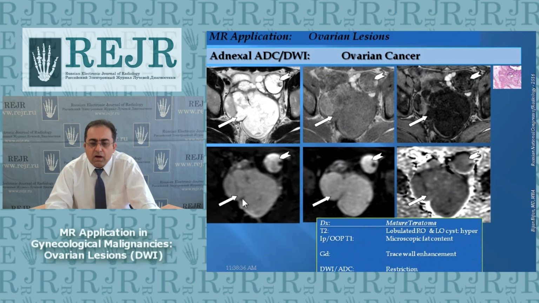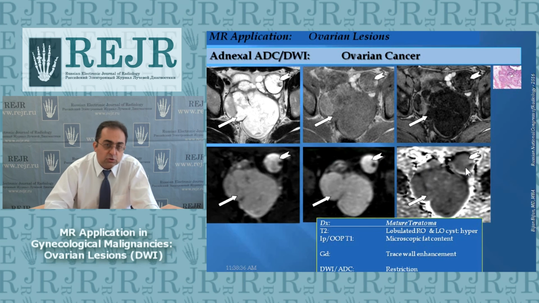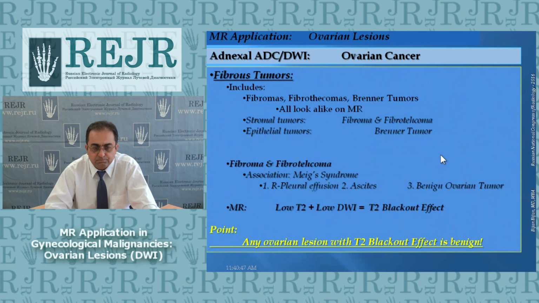Example of that, you're using the in-phase and out-of-phase. You can see fat suppression of the macroscopic fat. On the gadolinium, you see the wall can enhance a little bit, but minimal enhancement of the wall is expected in dermoid, by the way. And the DWI here shows restriction, and we talked about it. The cause of the restriction is keratinoid content of it.